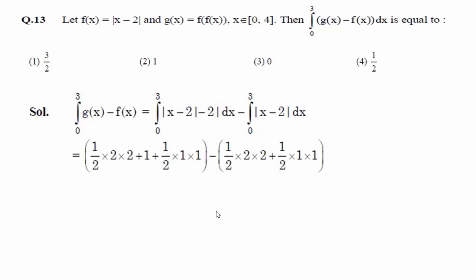Integration from 0 to 3 of g(x) minus f(x) dx equals integration from 0 to 3 of mod of x minus 2 dx, minus integration 0 to 3 of mod of x minus 2 dx, which is equal to 1 by 2 into 2 into 2 plus 1 by 2 into 1 into 1, minus 1 by 2 into 2 into 2 plus 1 by 2 into 1 into 1, which is nothing but 1. Hence, the correct option is 2.